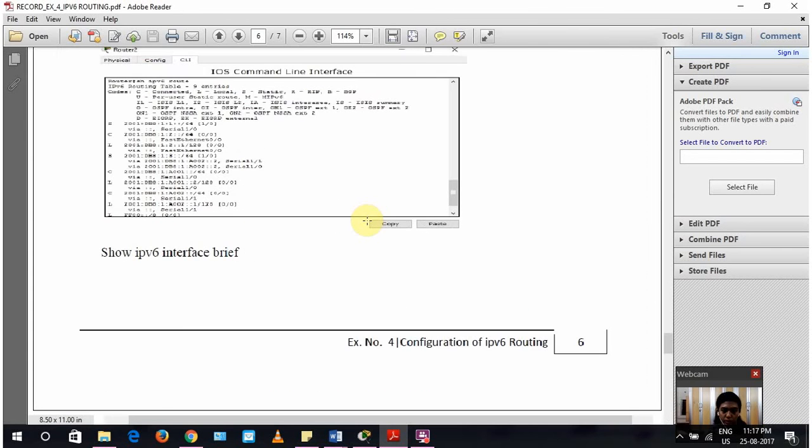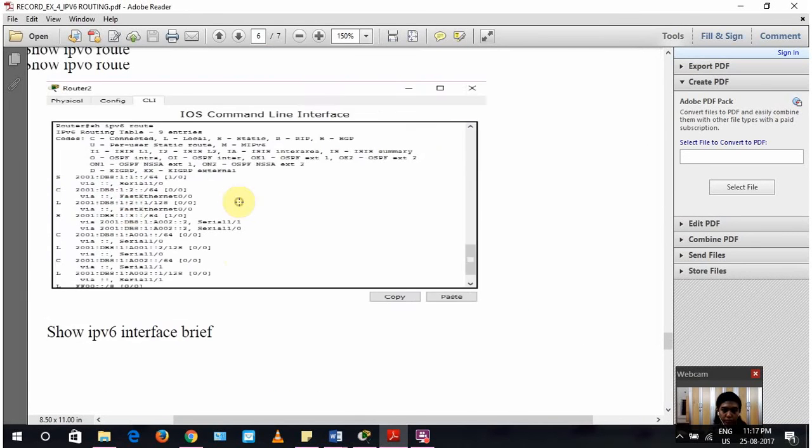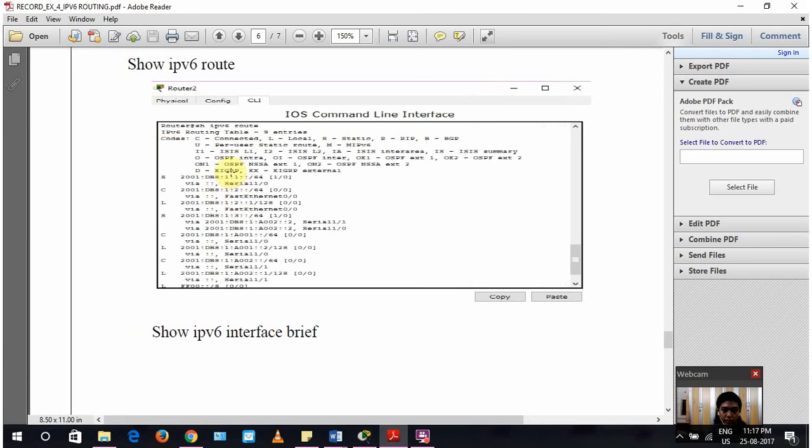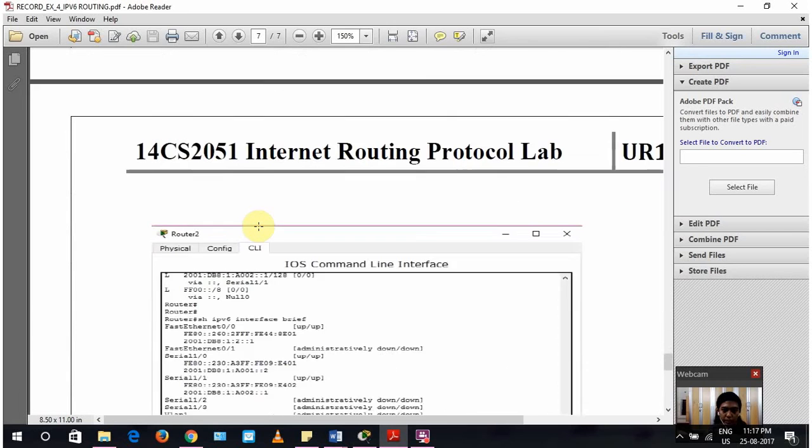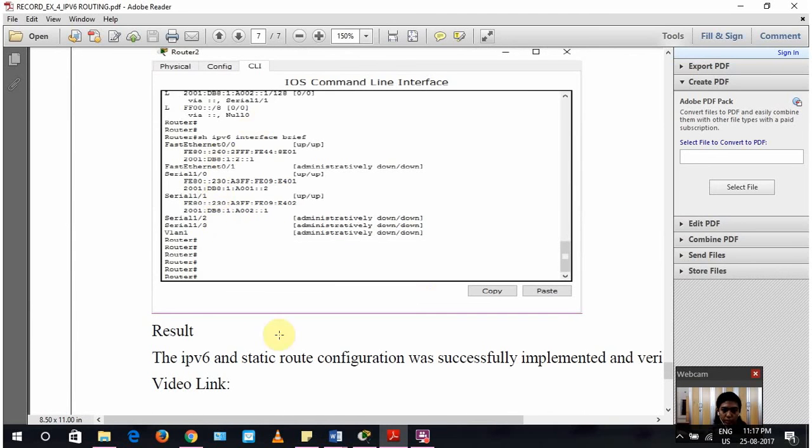Here is a screenshot of a troubleshooting command called show ipv6 route. As you can see, it gives the details of all the routes and how they are connected, and show ipv6 interface brief will brief about the condition of the interfaces.